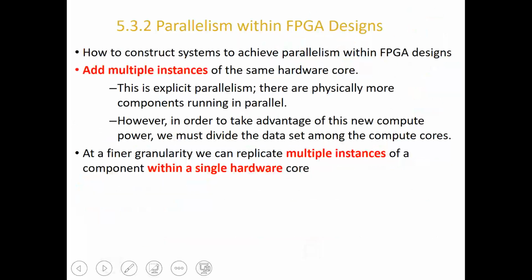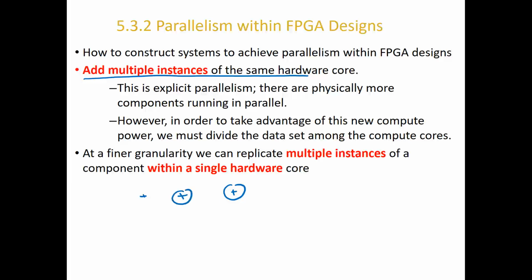Now, parallelism within the FPGA design. You can have parallelism within the FPGA design by adding multiple instances of the same hardcore. For example, we just looked at the adder a few seconds ago, and we saw that we achieve parallelism by instantiating the adder multiple times. Also, if you have a floating point unit and you need more parallelism, you can instantiate the floating point unit.